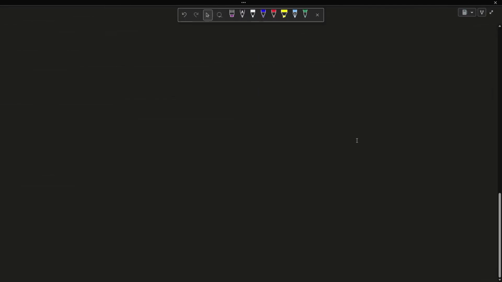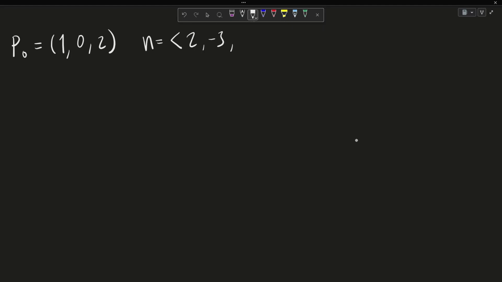Let's take a numerical example. So say we're given the point P naught equals 1, 0, 2, and the normal vector equal to 2, negative 3, 1. We can use the earlier form ax plus by plus cz equals d. We can get to this conclusion by finding the dot product between an arbitrary x, y, and z vector minus p naught and this normal vector.